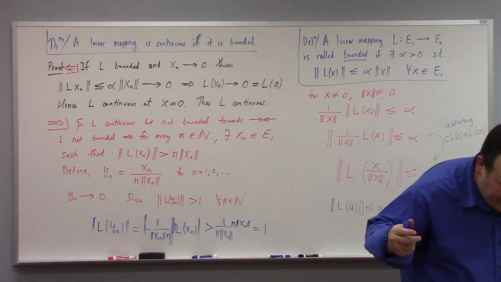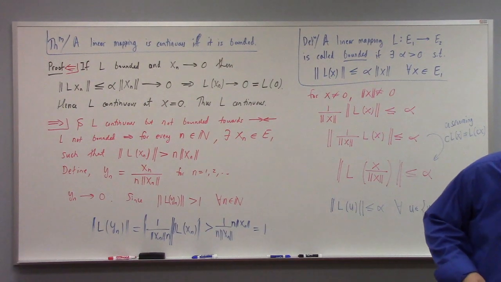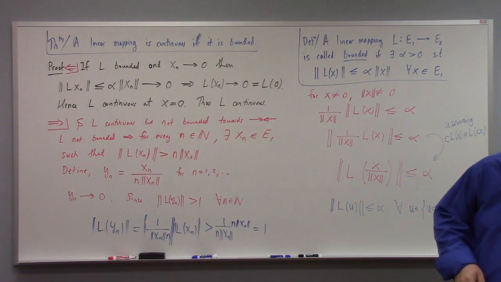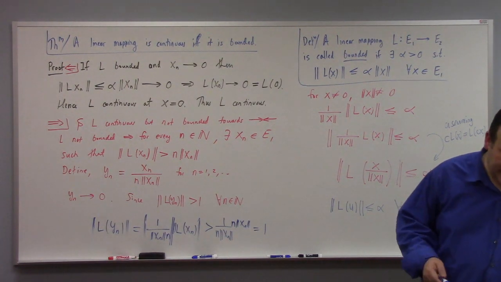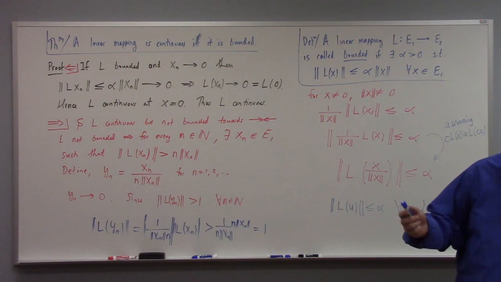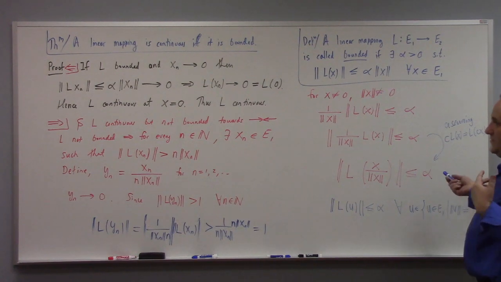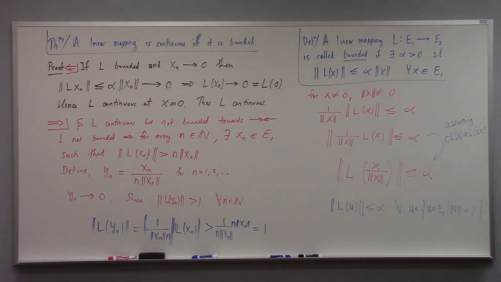Okay, but anyway, there you go. So a linear mapping is continuous if and only if it is bounded. Now, what he says next, he says, since every linear mapping between finite dimensional spaces is bounded, right? Every linear map on a finite dimensional vector space is bounded. Therefore continuous.